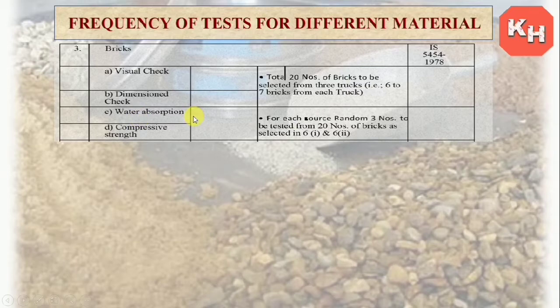Water absorption. Water absorption is done for each source, with random 3 bricks to be tested from the 20 bricks selected. Compressive strength, same: for each source, random 3 bricks to be tested from the 20 bricks selected. This is done as per IS 5454-1978.